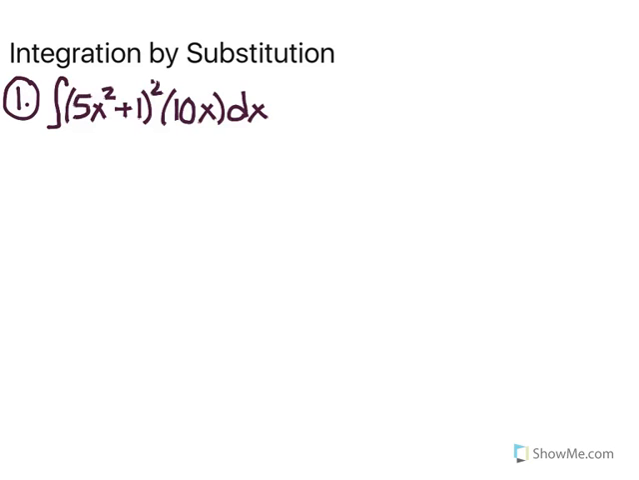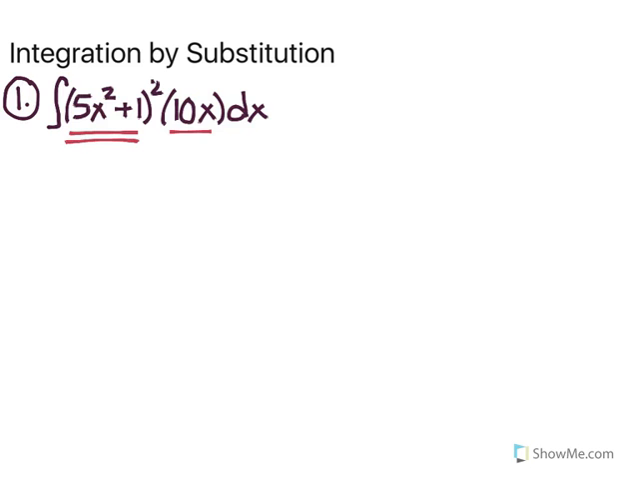Okay, so our first example is the integral of (5x squared plus 1) squared times 10x dx. So again, we need to pick our u. We're going to check this mentally to figure out which term should be our u. We're going to check this term in here and this term here. So let's check the first one first. If I were to derive 5x squared plus 1, what would I get? And the answer is 10x.